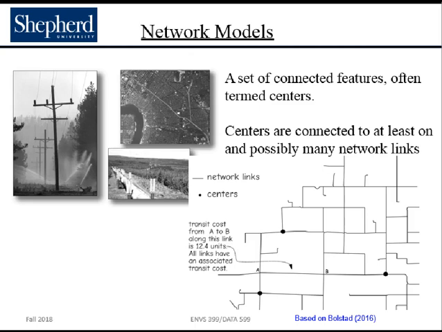The concept of a transit cost is key to many network analysis problems. A transit cost reflects the price one pays to move a resource through a segment of the network. Transit costs are typically measured in time, distance, or monetary units. For example, it costs 10 seconds to travel through a link.